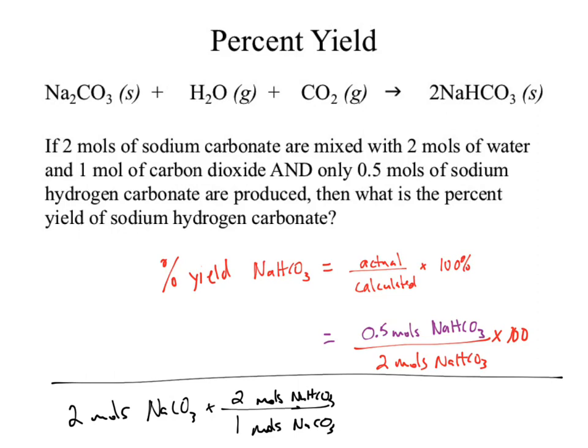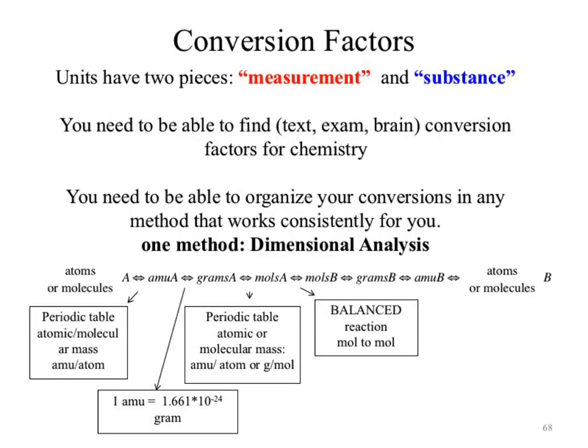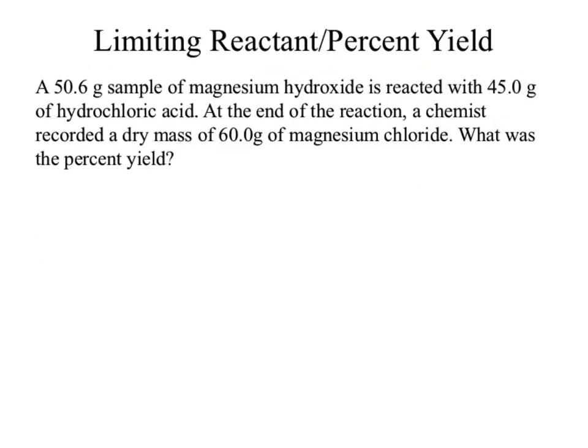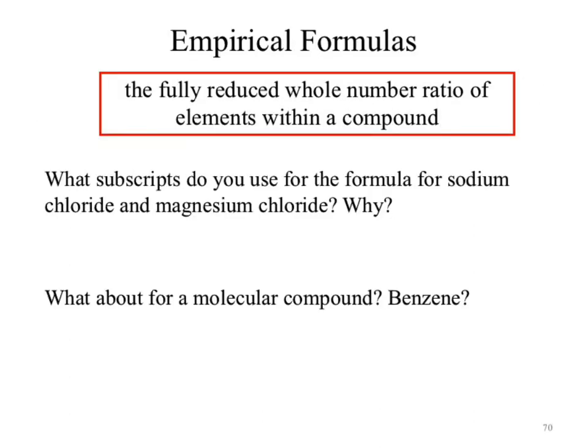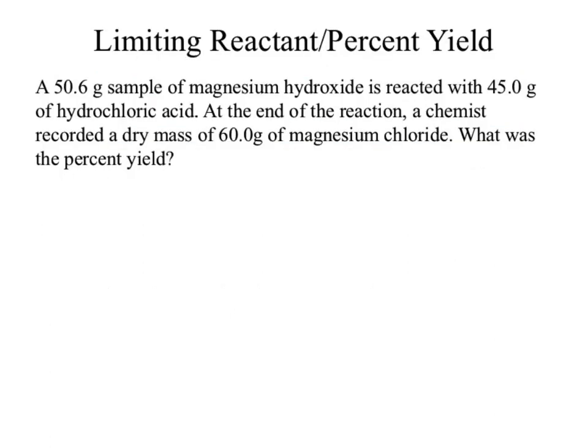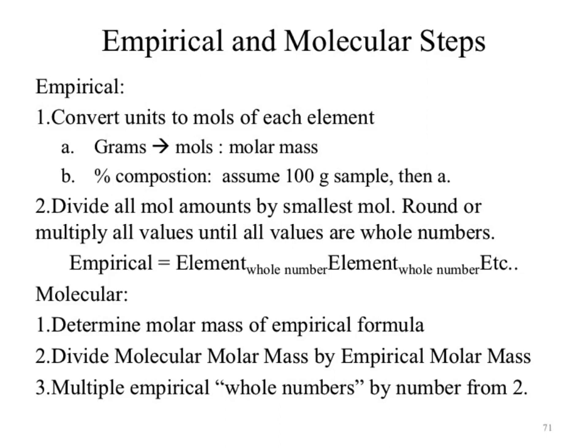After that, we've got some summary slides, conversion factors, and ultimately where to find them, which we've already talked about. Again, another conversion factor slide. That's a hard example, so I want to skip that for the moment. Where we will pick up on Thursday is we'll take a look at this really hard different calculation, and then we'll also look at empirical formulas and molecular formulas. Ultimately, all you're doing is following these steps. That's all I really want you to get out of those, is following those steps.